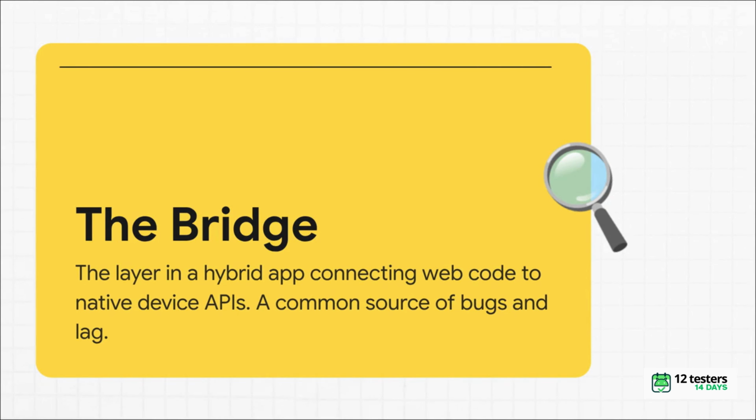And one of the biggest pieces of that complexity is something called the bridge. In a hybrid app, this is the layer that has to translate all the web code into commands the phone can actually understand, like, hey, use the camera or get the GPS location. Think of it as a translator. And just like any translator, it can make mistakes. This bridge is a super common source of bugs that just doesn't even exist in the native world.